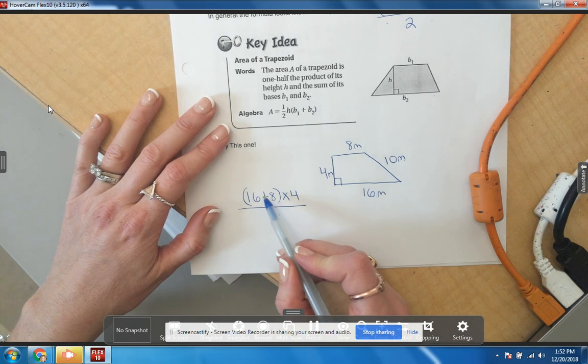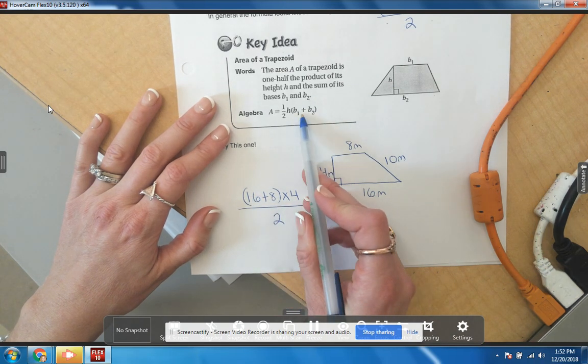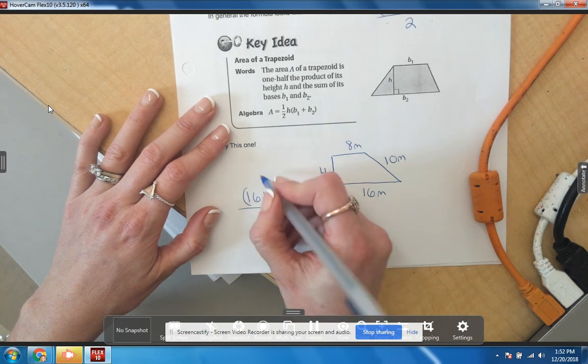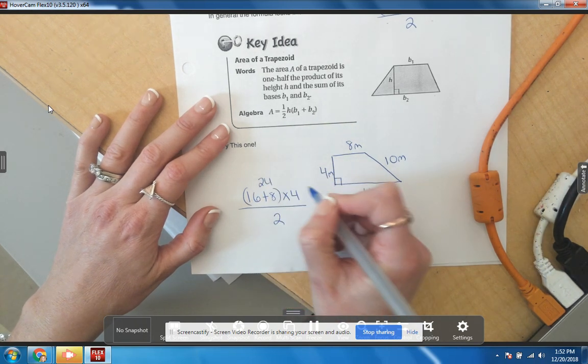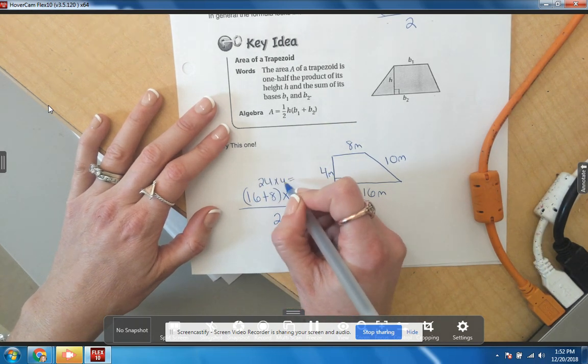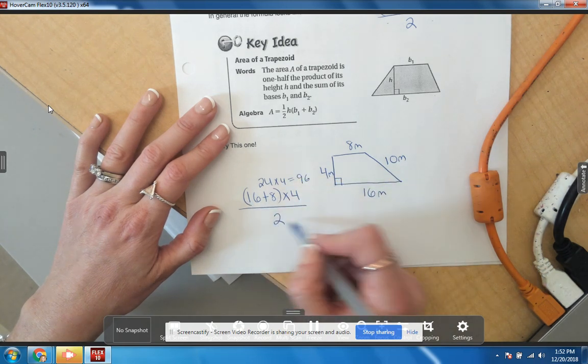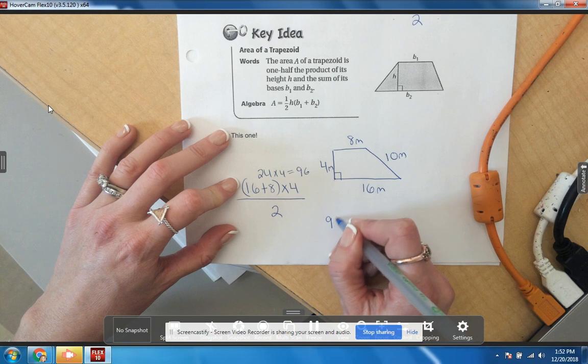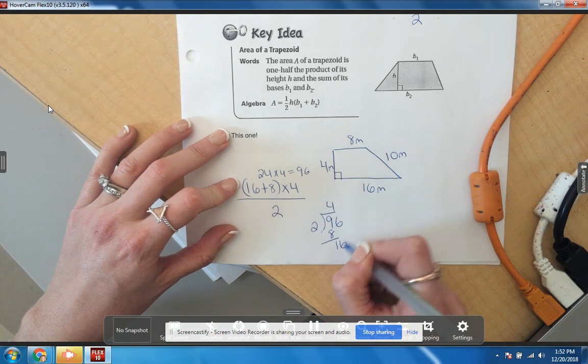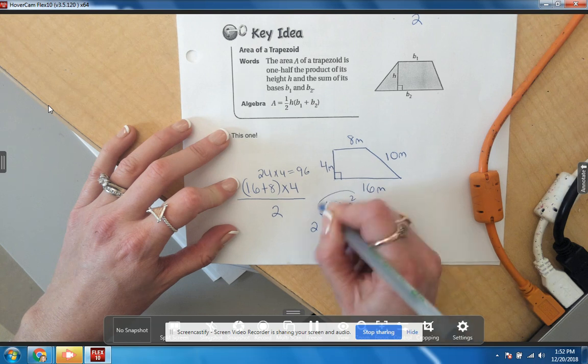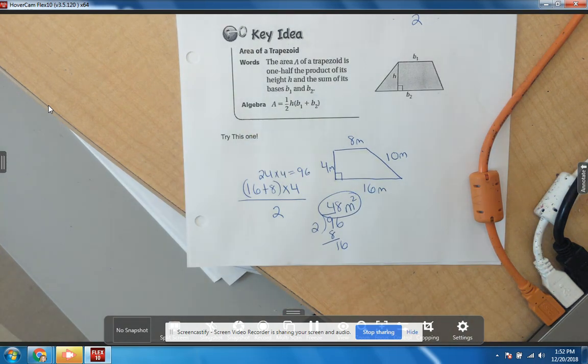So 16 plus 8 is in parentheses. The 2 bases you have to add first in parentheses. 16 plus 8 is 24 times 4. 4 times 4 is 16, and then 96. And now this whole top part is 96 divided by 2. So that is going to give me 48 meters squared. So that is the area of our trapezoid.